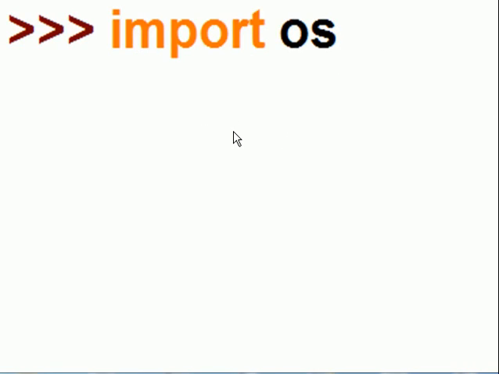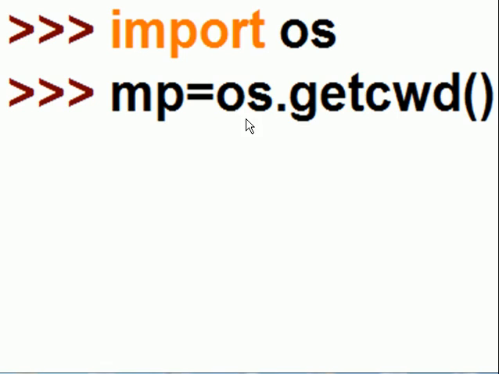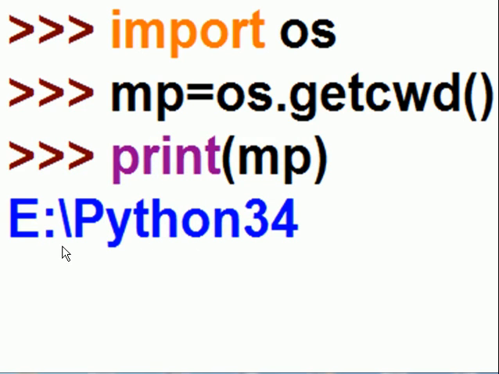First thing I do is import OS. And I say, OS, could you get the current working directory and assign that to MP. Print MP, I get E:\Python34. That's where my current working directory is.